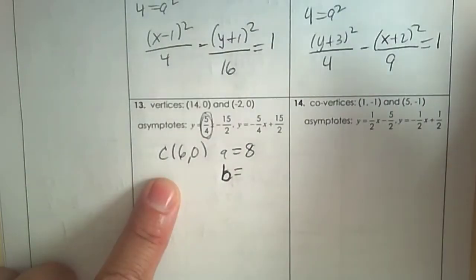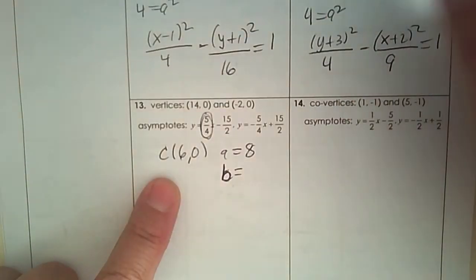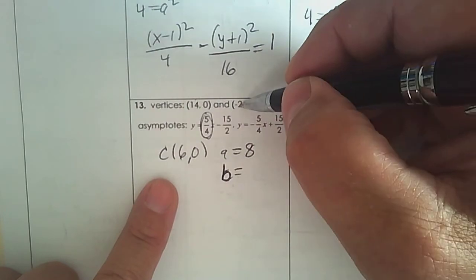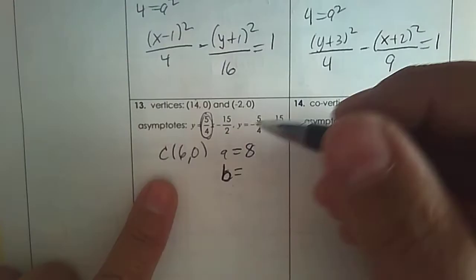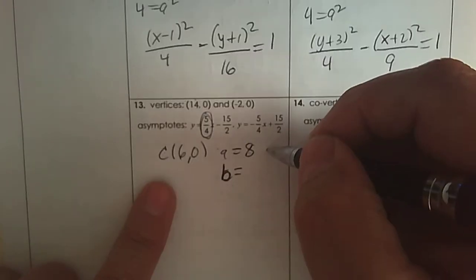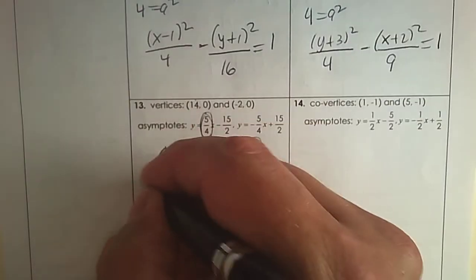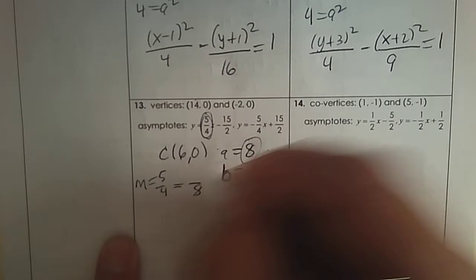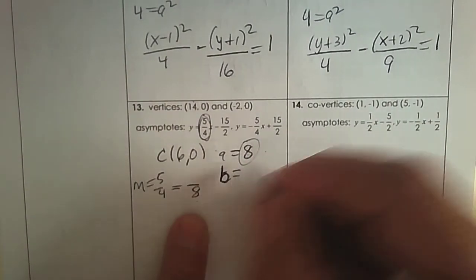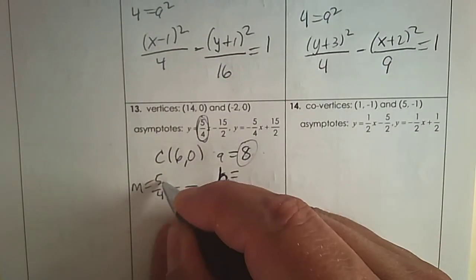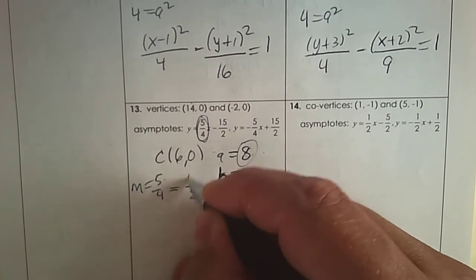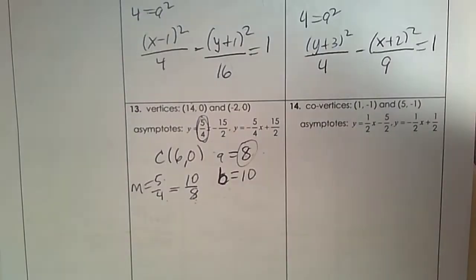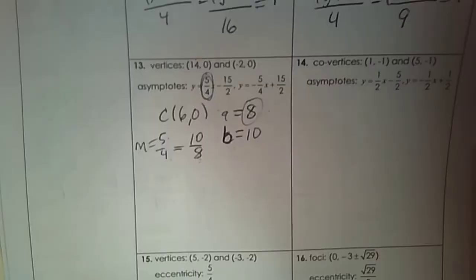Now, first, I need to know if it's horizontal or vertical. So the main vertices are the x's. So that means that the a is the run. So 8 is the run. So if the slope is 5 over 4, and I just found that the run is 8, what do I do at the top so that's the same fraction? And the answer is 10. I multiply it times 2. So now I found everything I need.